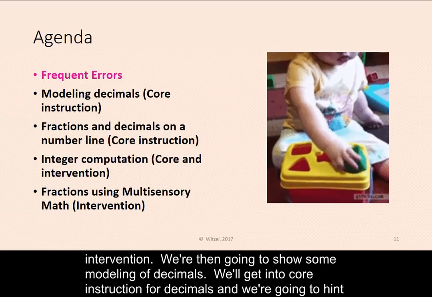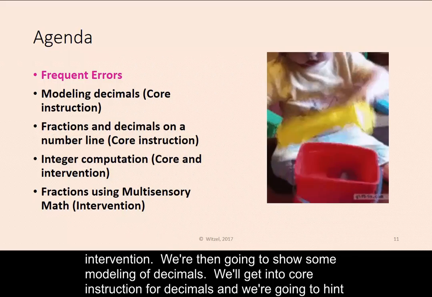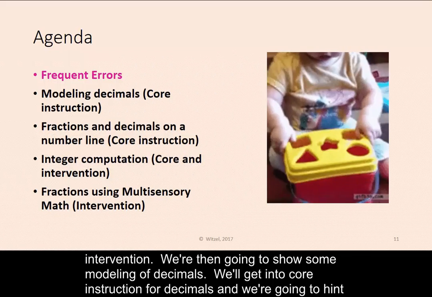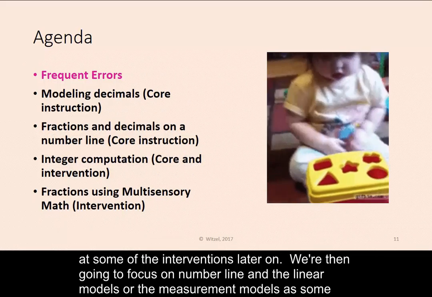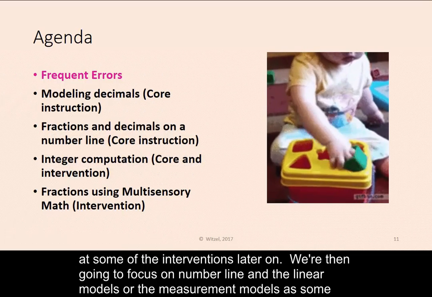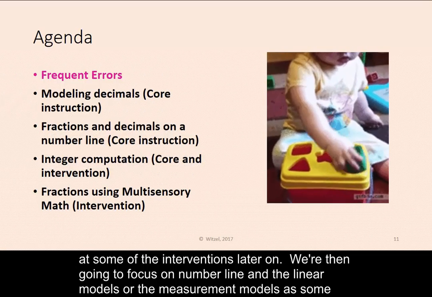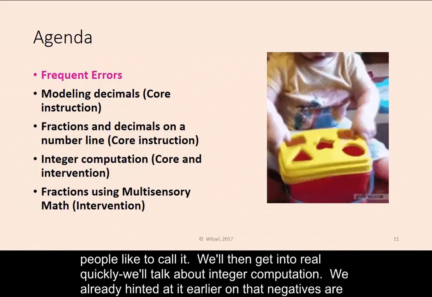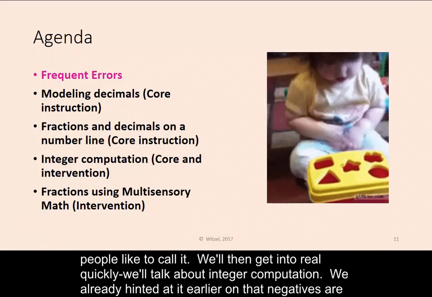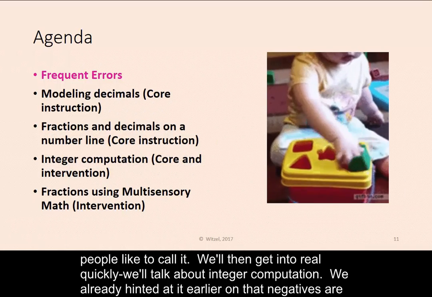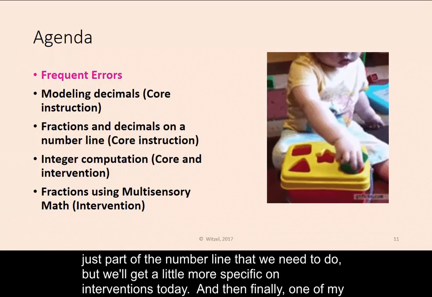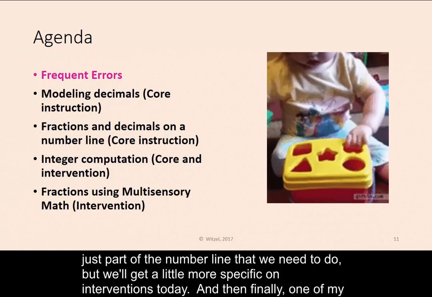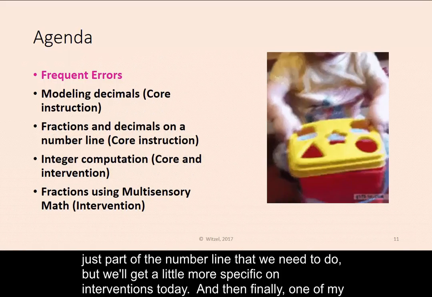We're then going to show some modeling of decimals. We'll get into core instruction for decimals, and we're going to hint at some of the interventions later on. We're then going to focus on number line and the linear models, or the measurement models that some people like to call it. We'll then get into, real quickly, we'll talk about integer computation. We already hinted at it earlier on, that negatives are just part of the number line that we need to do, but we'll get a little more specific on interventions today.